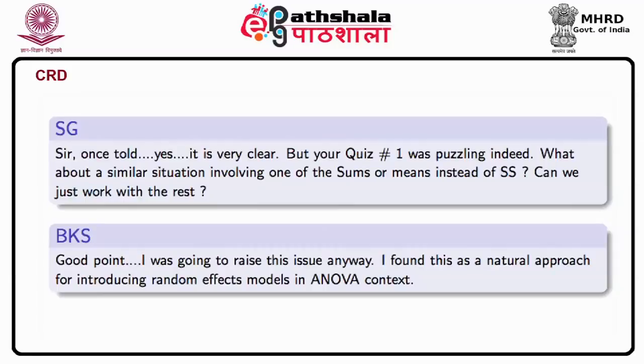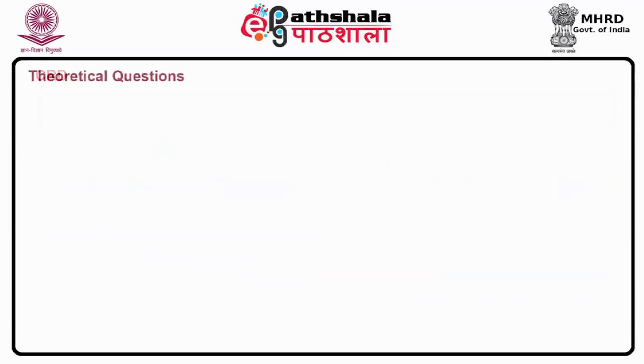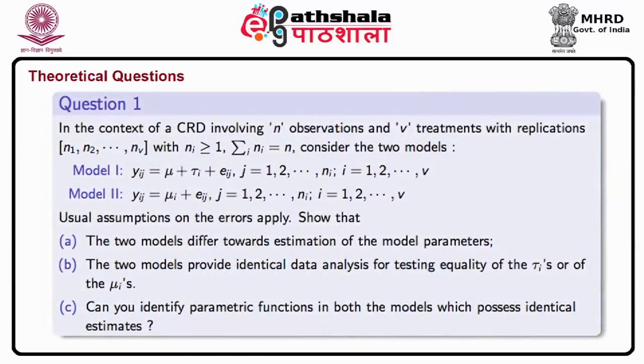What about a similar situation involving one of the sums or means instead of SS, that is, sum of squares? Can we just work with the rest? Good point. I was going to raise this issue anyway. I found this as a natural approach for introducing what are known as random effects models in the ANOVA context. So let me take up some theoretical questions in this area.